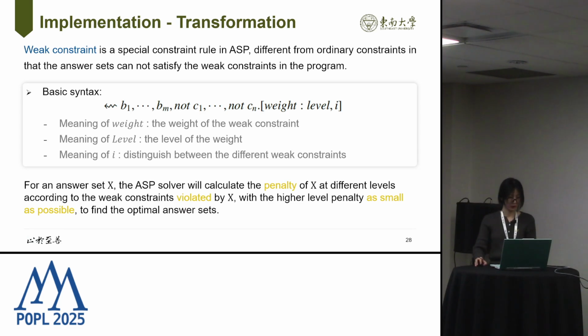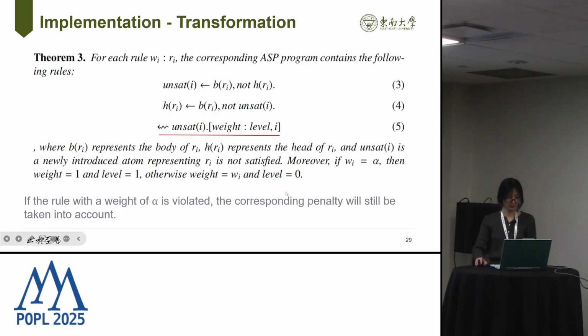For an answer set X, the ASP solver will calculate the penalty of X at different levels according to the weak constraints violated by X, with a higher level penalty as small as possible to find the optimal answer sets. It is evident that the mechanism of weak constraints can be used to solve the minimum penalty deductive extensions.